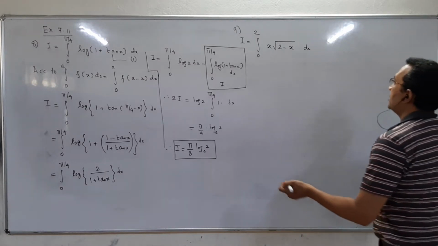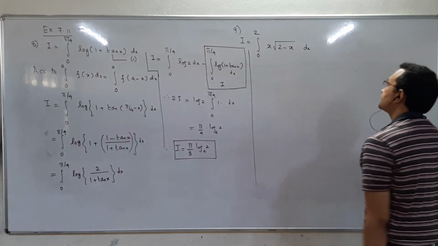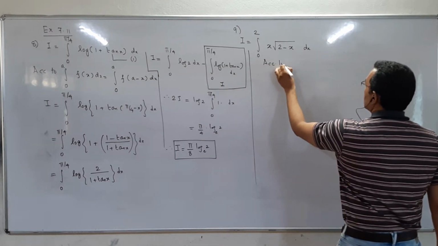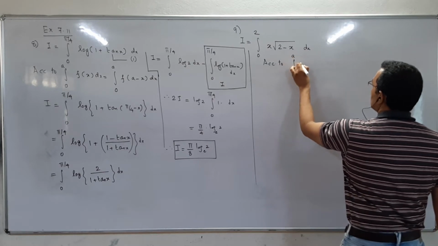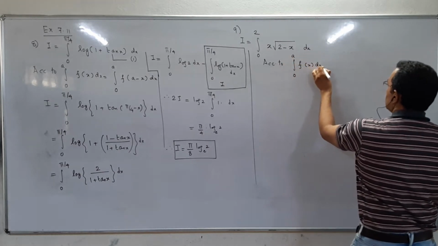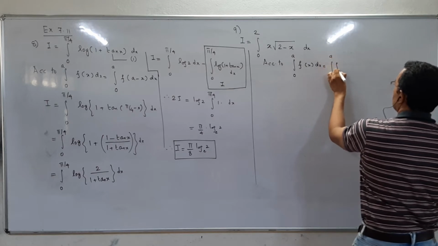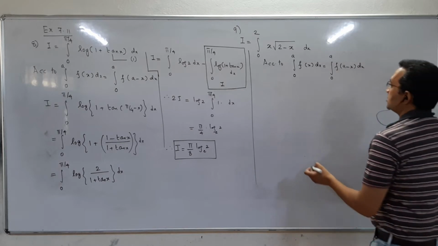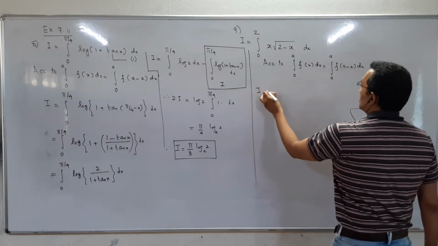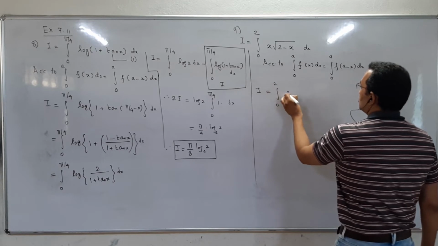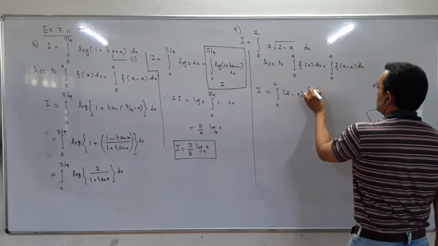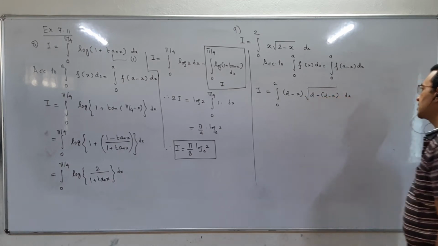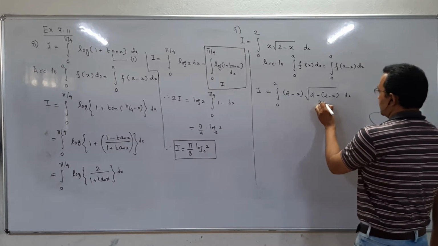Now students, I am doing the ninth sum. Again applying the same property, integral 0 to a f of x dx is equal to integral 0 to a f of a minus x dx. This changes to integration 0 to 2 of (2 minus x) times root of (2 minus (2 minus x)) dx. So this will be simplified as only root x.